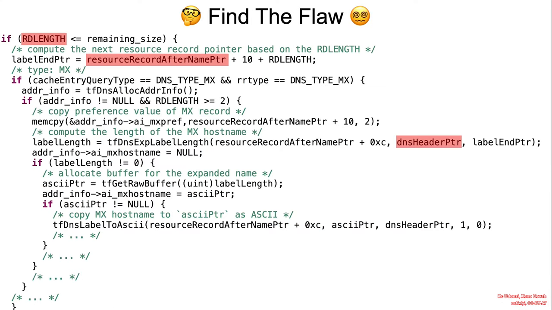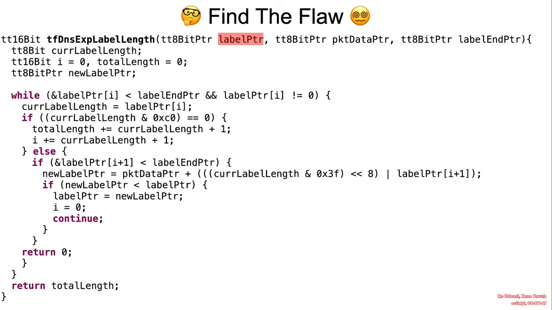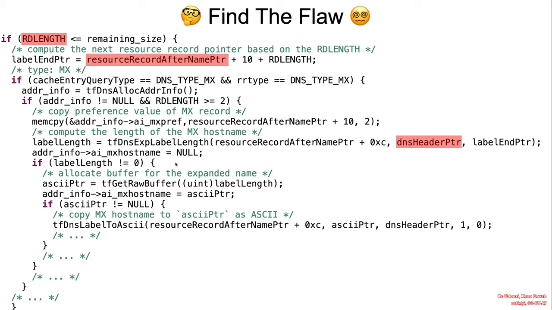Take a moment to read and understand the code, and try to identify the flaw. RD length is currently attacker controlled. Pay attention to the resource record after name pointer and the DNS header pointer. The label pointer should correspond to the beginning of the label, and the label end pointer should be this calculation here. So on a high level, understand that this code will try to determine the length of the hostname, and allocate a buffer the size of the length of the hostname.